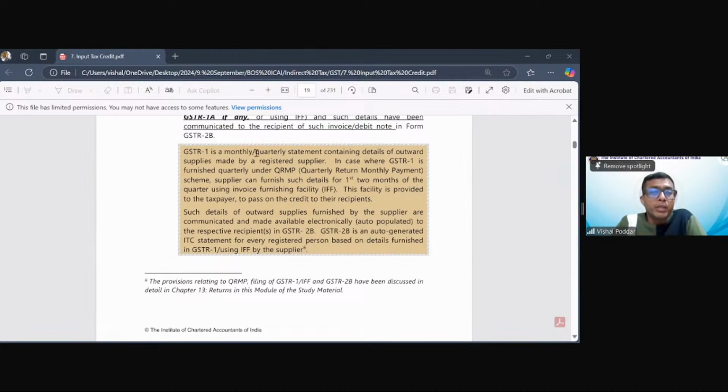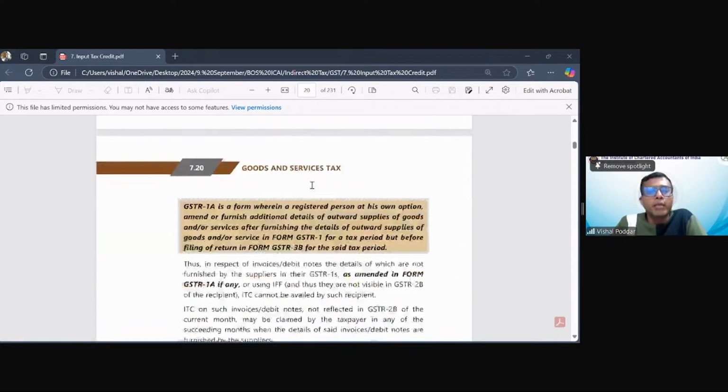Now the supplier may be a monthly filer or a quarterly filer. The supplier in quarterly filing may be following the QRMP scheme. All these schemes and all these options you will study in the returns chapter. And on the basis of whatever the person is uploading in his GSTR1, or if he is a quarterly filer, he is given this facility called the invoice furnishing facility, where he can upload the invoice every month. So whatever he is uploading, that is what is reflecting in my portal in my 2B.